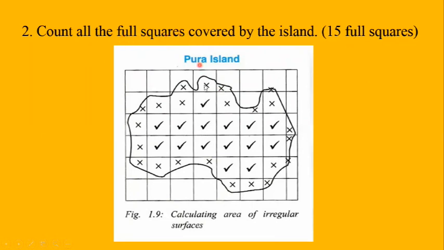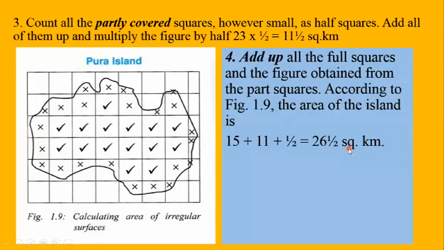So the full squares are 1, 2, 3, 4, 5, 6, 7, 8, 9, 10, 11, 12, 13, 14, 15. Then write it somewhere. That is 15 full squares. So that is the first step in doing that.